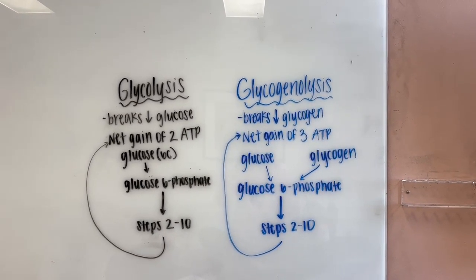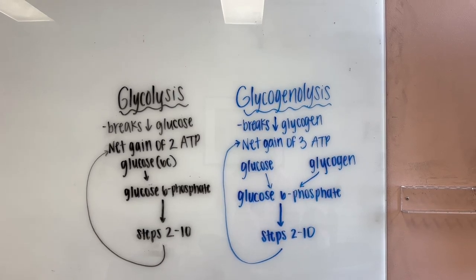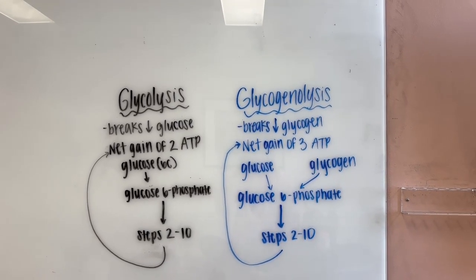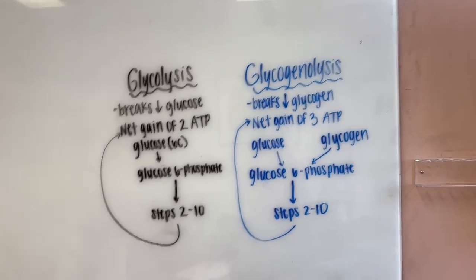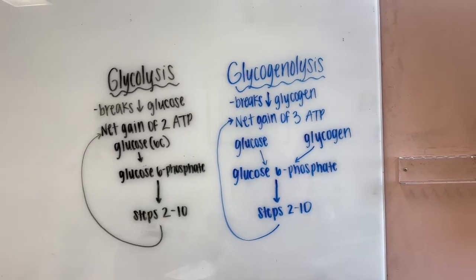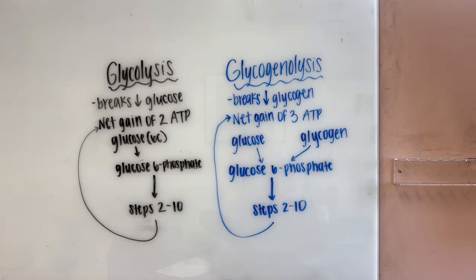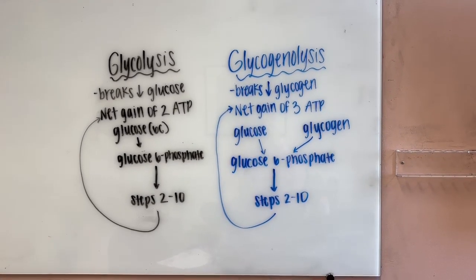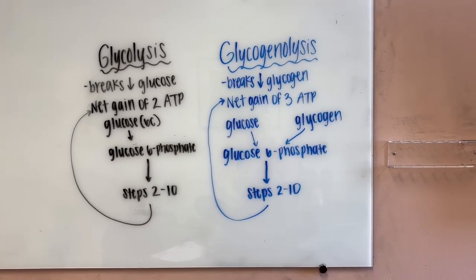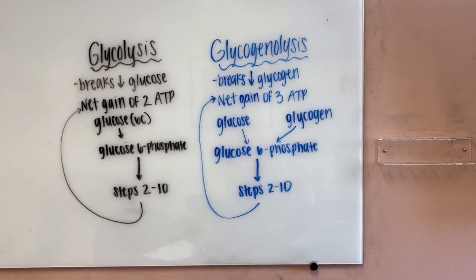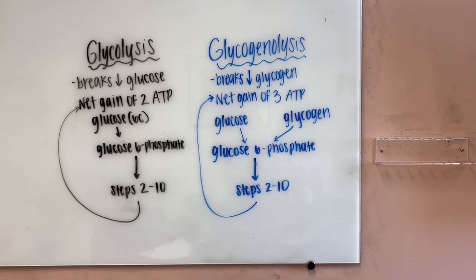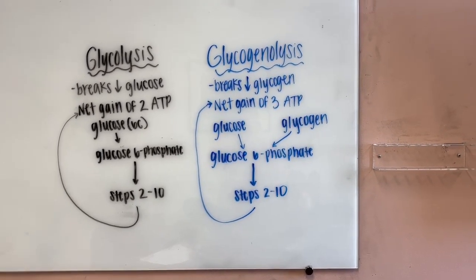So the first stage is steps 1 through 3, which we call energy investment, which is where ATP is invested or used. And then we have the splitting stage, which is steps 4 through 5, where one 6-carbon molecule is broken down into 2 3-carbon molecules. And then steps 6 through 10 is the energy generating phase, where ATP is formed or generated.